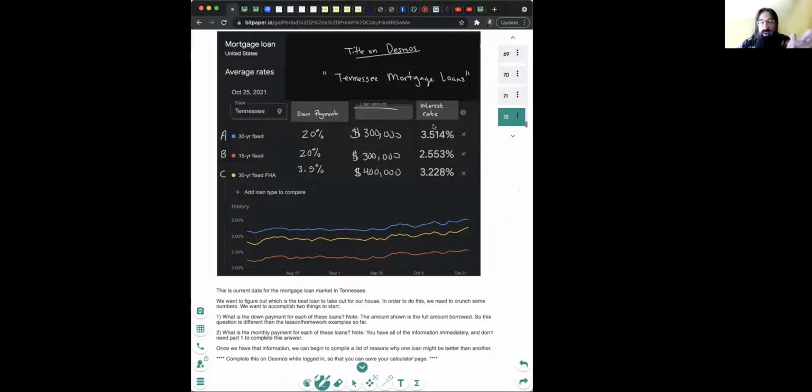We're going to use real life data. So this is what people are really getting charged and paying, particularly in Tennessee across the state. So we're going to use that. We're not going to look at this yet, though.